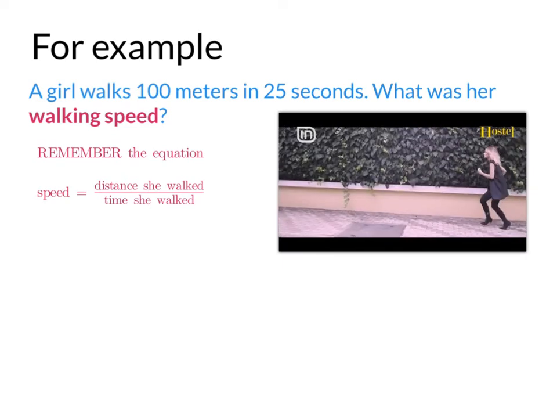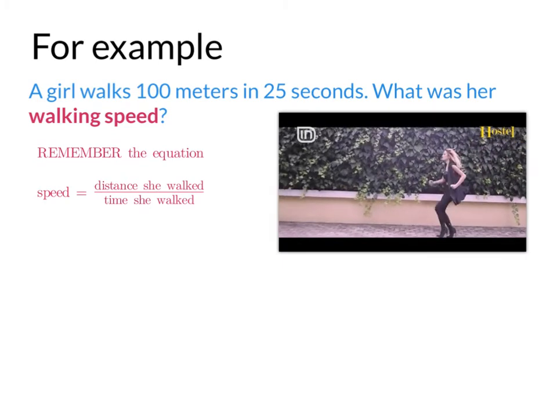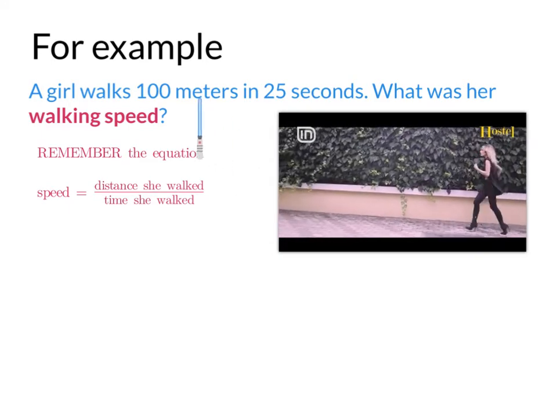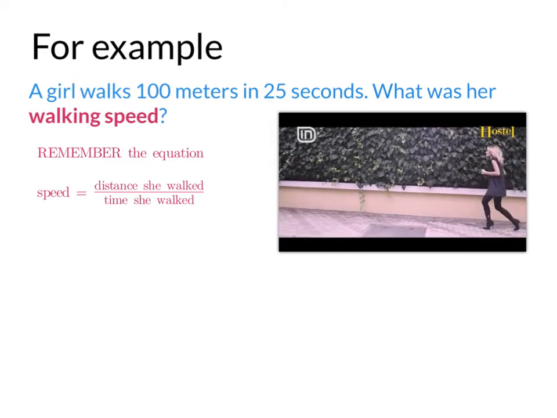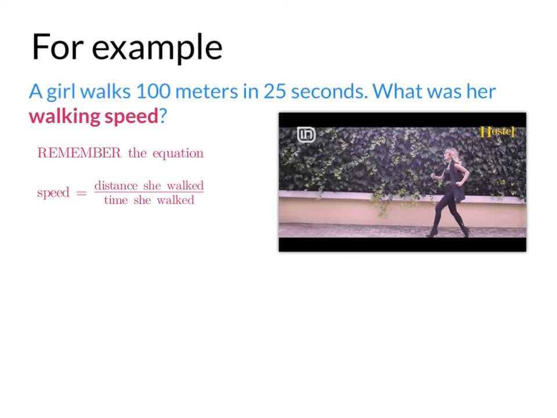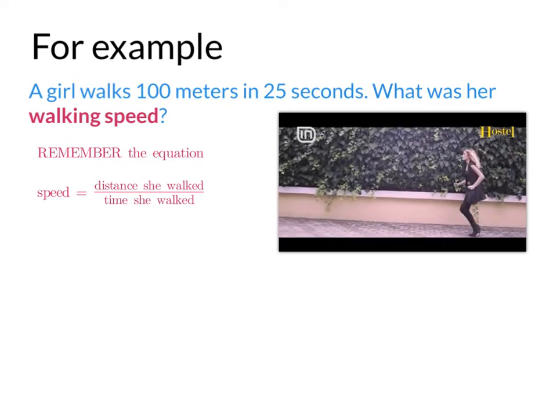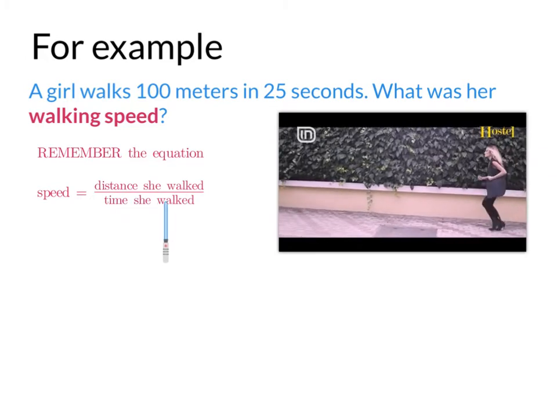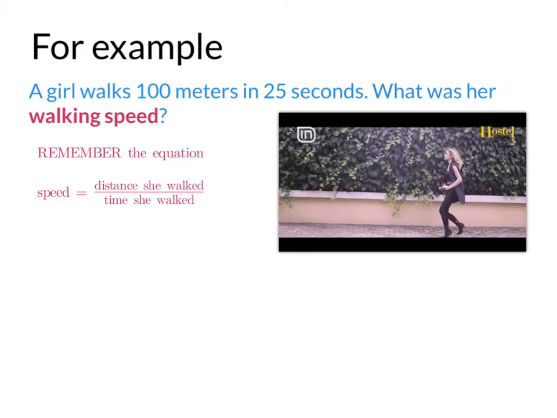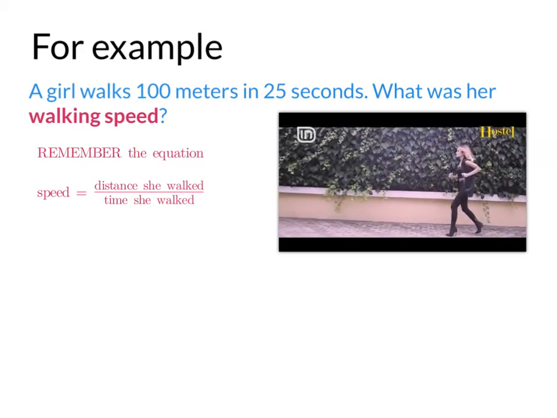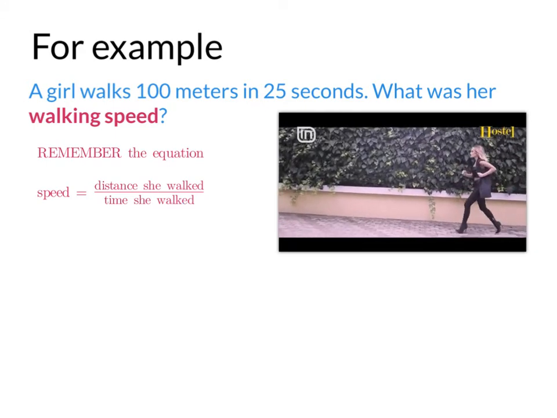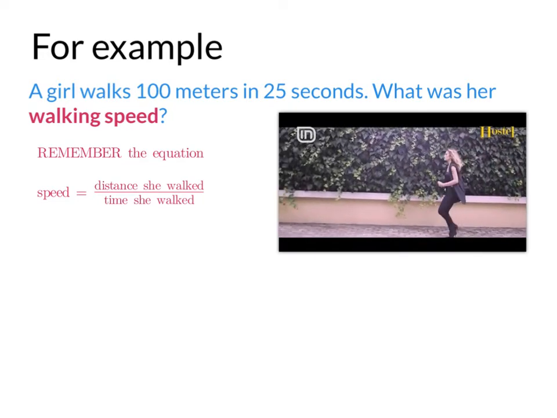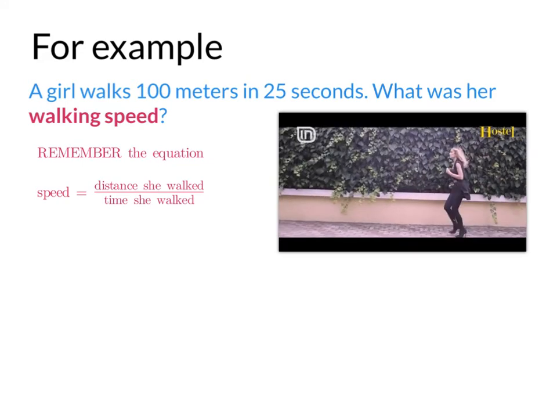Alright, we've got someone walking, and they covered a distance of 100 meters and it took them 25 seconds. So if we need to know the walking speed, we look at the formula: how far she walked over the time it takes for her to walk. Now I'm going to give you a bit of time to do this, and I'll be stopping this video in the Edpuzzle and you can try to work out the answer.